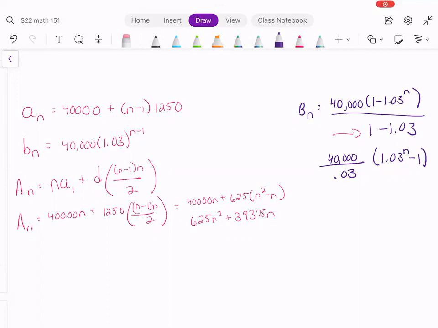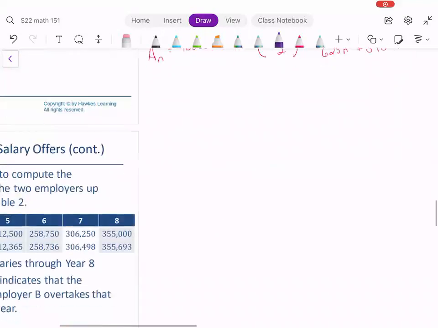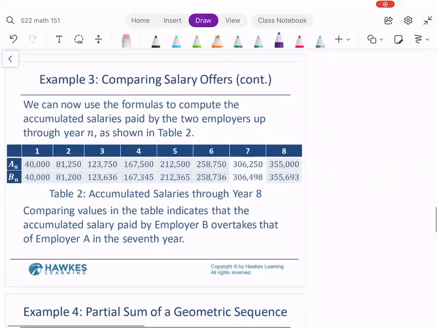We can now compare these formulas for accumulated salaries from year 1 up through a certain n value. So in the first year, the cumulative salary would be 40,000. In the second year, you can see that employer A has a bigger accumulated salary, and so on. A stays bigger, A stays bigger, until we reach this year right here, where B surpasses A.